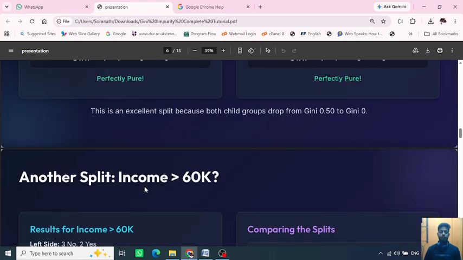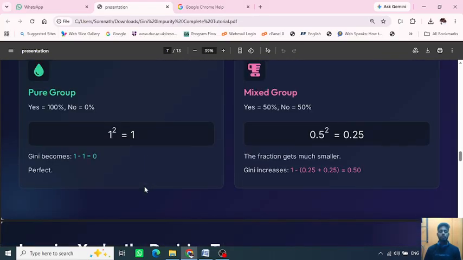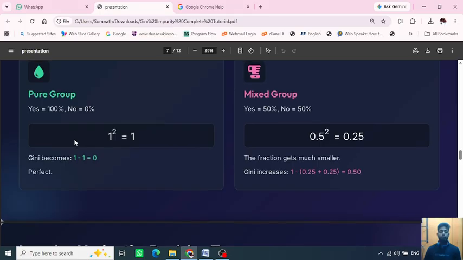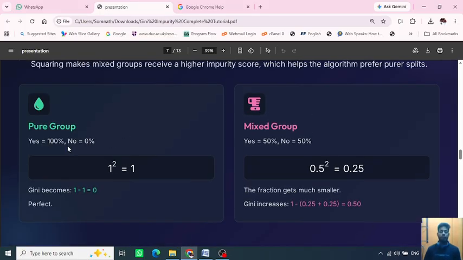Actually, for a pure group, let's say Yes equals 100%, No 0. In that case, 1 minus everything is 0. So that means only 1. But for the mixed group in our initial data, where the Yes and No are equal in number, if we do not square it, 0.5 plus 0.5 sums up to 1, and that means it will give the impurity as 0. That means it's wrong, right?